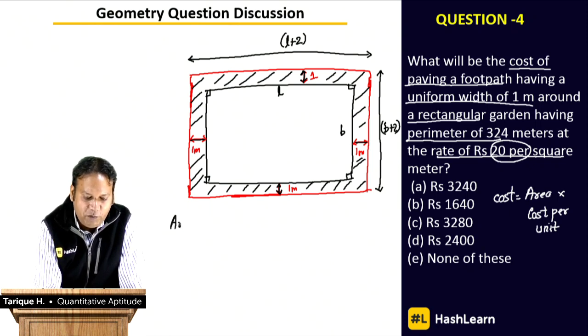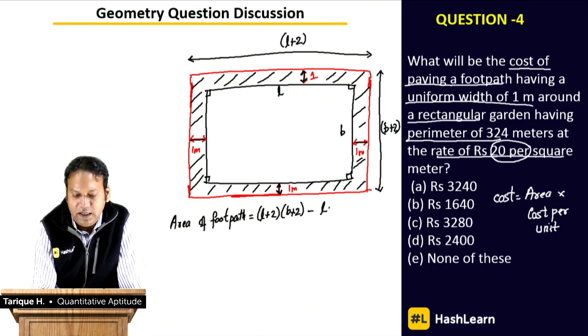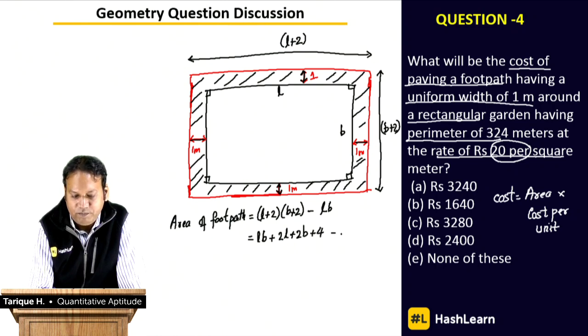So area of footpath is equal to (L plus 2) length of the outer rectangle into (B plus 2) the breadth of the outer rectangle, minus L into B, the length and breadth of the inner rectangle. So let's open the brackets here. We'll get LB plus 2L plus 2B plus 4, and then minus LB. So LB minus LB gets cancelled and we get here 2 times (L plus B) plus 4.